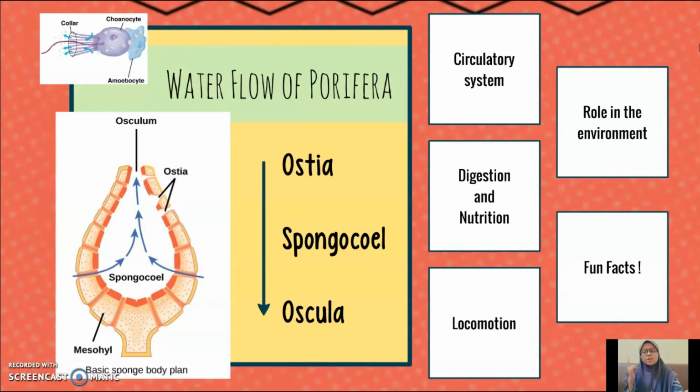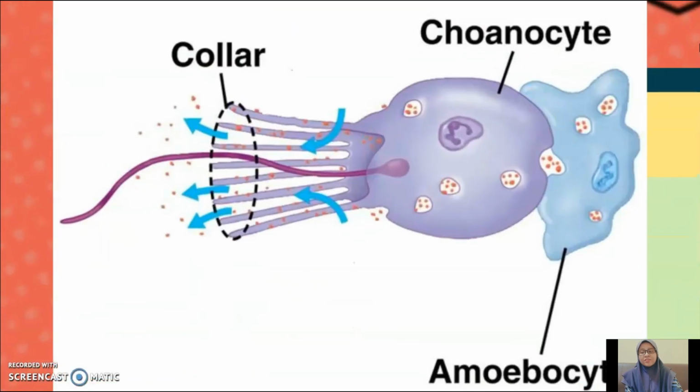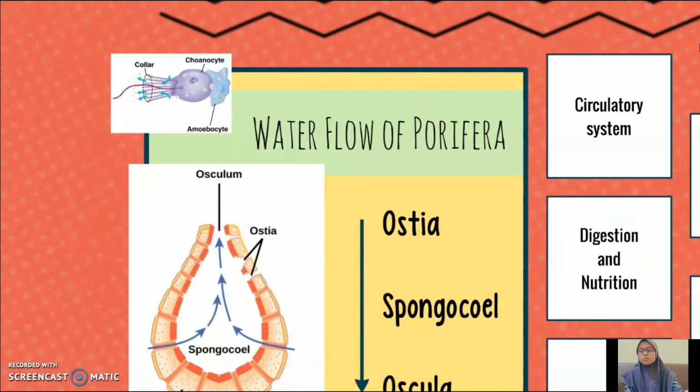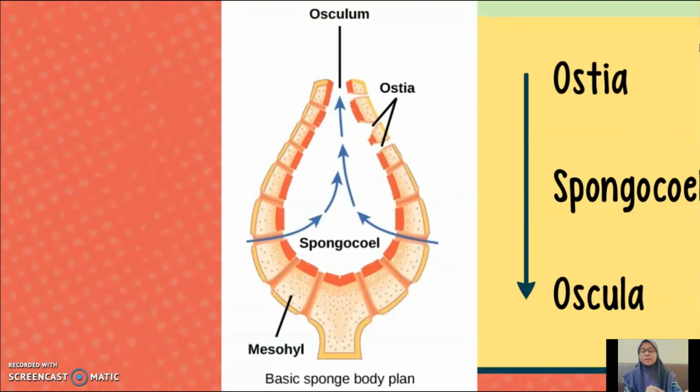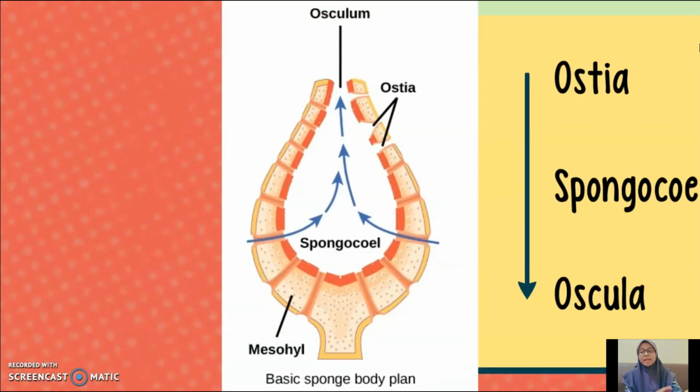Please keep in mind that one of the reasons why Porifera is so special is this unique water pump system. You must be thinking, what is the magic behind this? The answer is choanocytes, the flagellated collar cells. These amazing cells help to generate water current to go into the sponge through the ostia, then it goes to the spongocoel, and lastly, it goes out through the oscula.